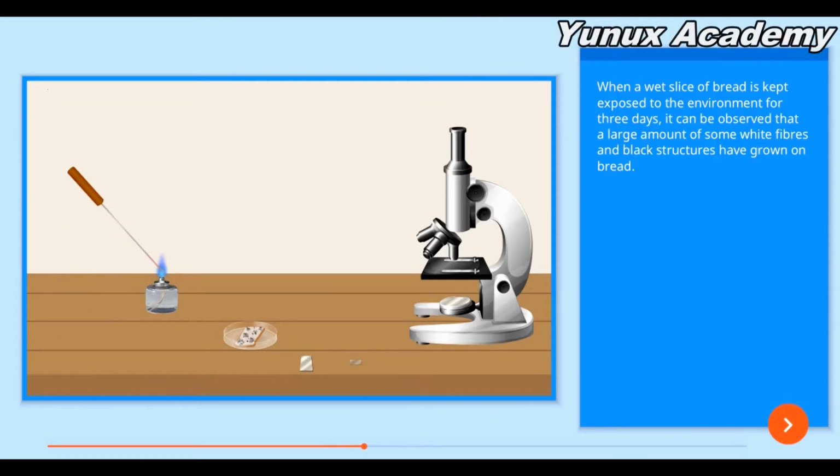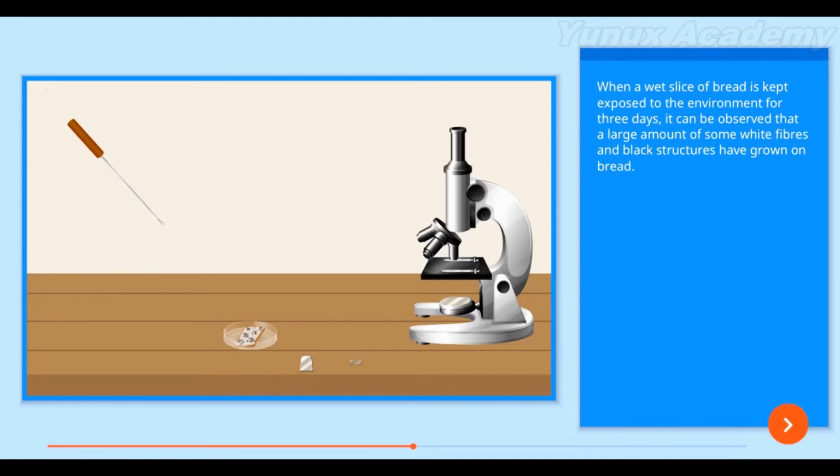Now take the inoculating loop, heat it up well using the spirit lamp, and then allow it to cool down. Here, the inoculating loop is heated up and cooled down using a flame to destroy microorganisms on it, if there are any. Now take a small part of the white fibers and black structures on the slice of bread, and place it on the glass slide slowly, using the inoculating loop which was heated up and cooled down. Then put a drop of water on it and cover the slide with a cover slip carefully, without leaving any air bubbles in the middle.